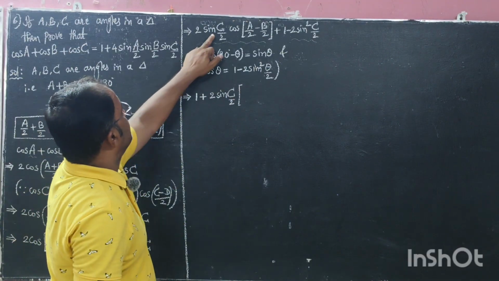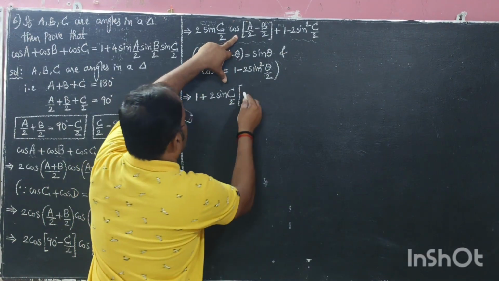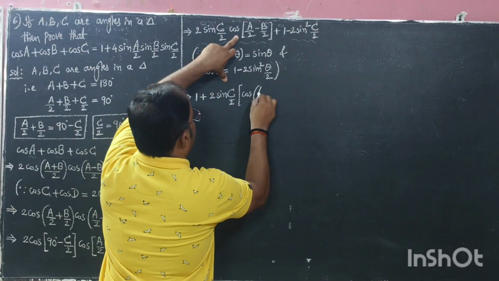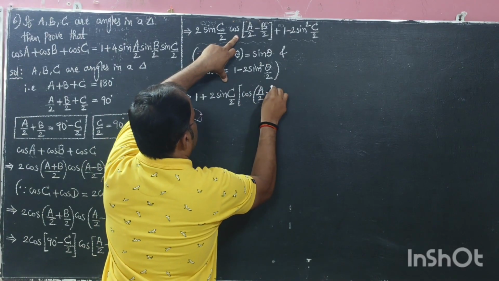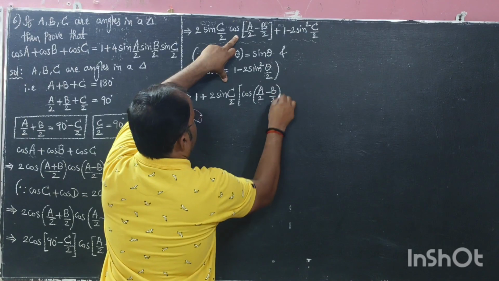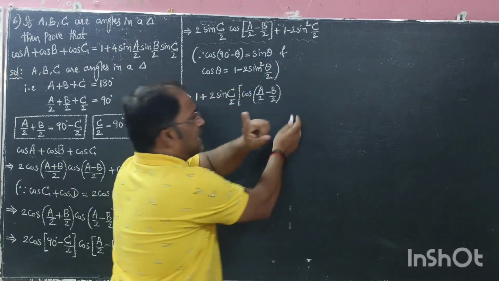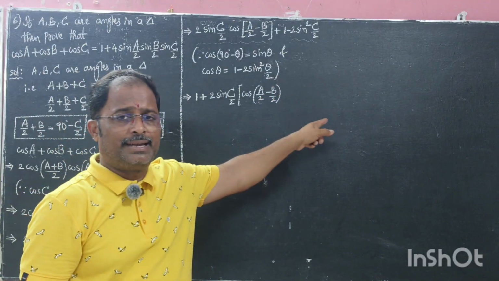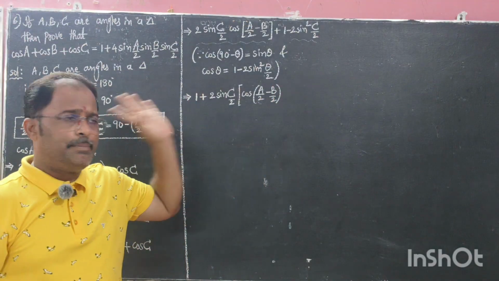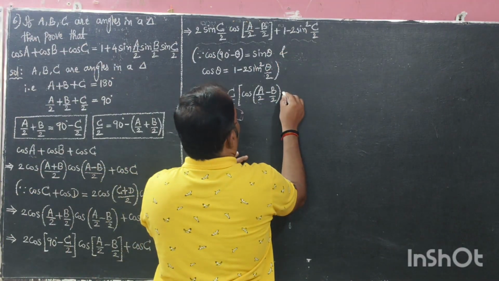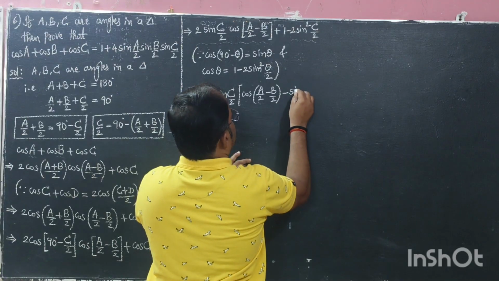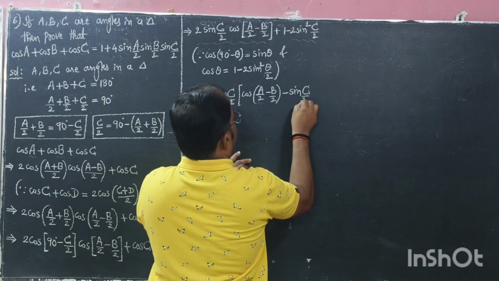Okay, 2 sin C by 2 common means remaining, what is remaining? Cos of A by 2 minus B by 2. Okay, this one complete. And from this, 2 common, 1 sin C by 2 common, there is sin square, means 1 is common, means 1 more is left. So minus 1 sin C by 2 is the remaining.